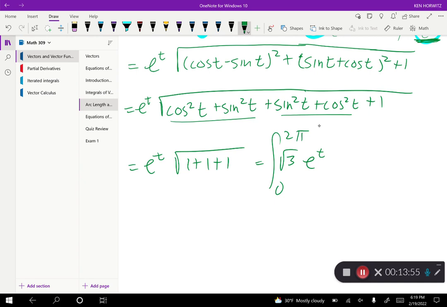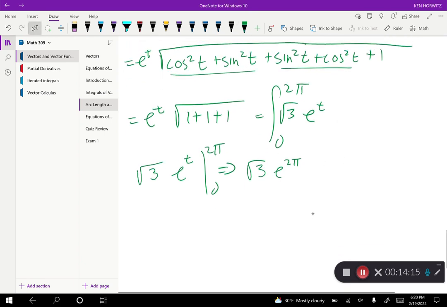So for the integral, the square root of 3 is just a coefficient. The integral of e to the t is e to the t. And I'm going between 0 and 2 pi. So I get square root of 3 e to the 2 pi minus square root of 3 e to the 0. Anything to the 0 is 1. So I can just say square root of 3.